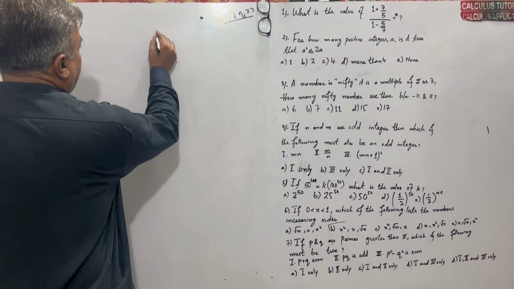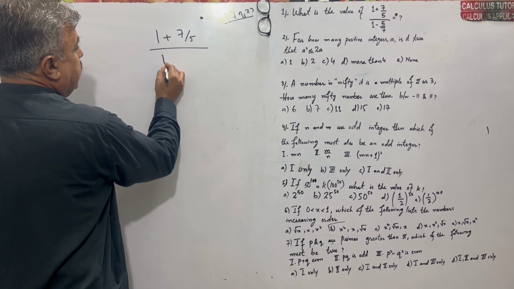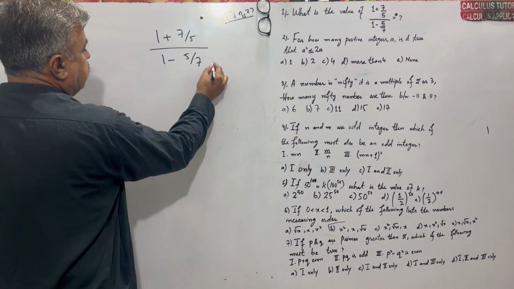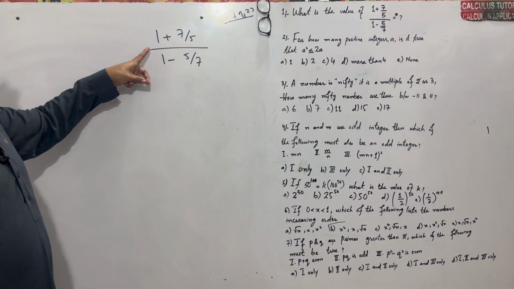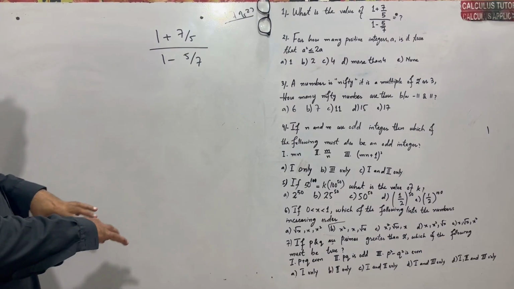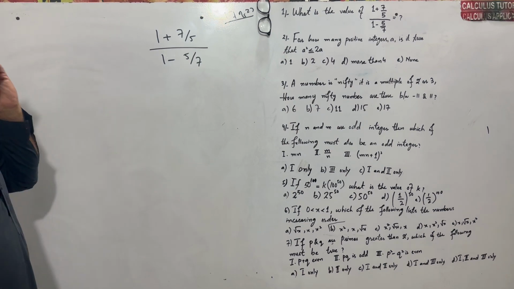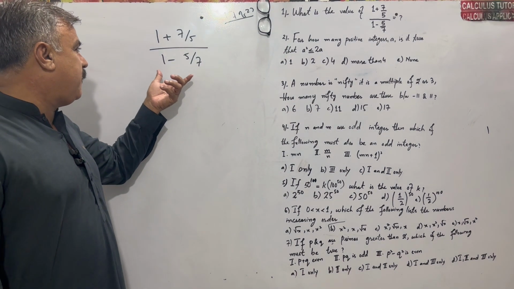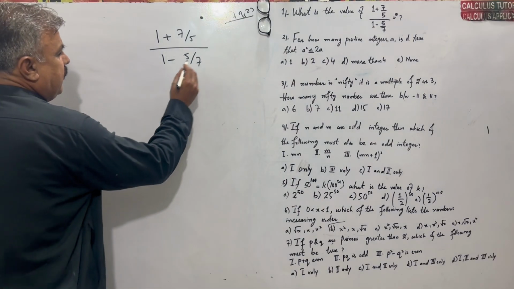What is the value of (1 + 7/5) divided by (1 - 5/7)? Fraction, another fraction, a bunch of fractions. It is cumbersome for a student, a nightmare for a beginner. For arithmetic calculation, it's really very easy.